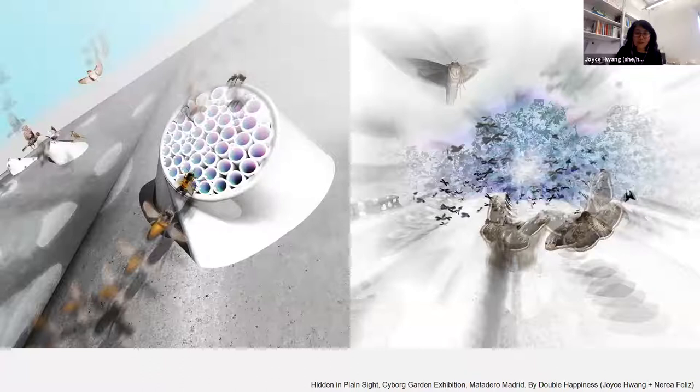And all of these walls would also have these kind of pods that would allow for solitary bee habitat and so on. So there'd be little pockets of space where insects could thrive as well.